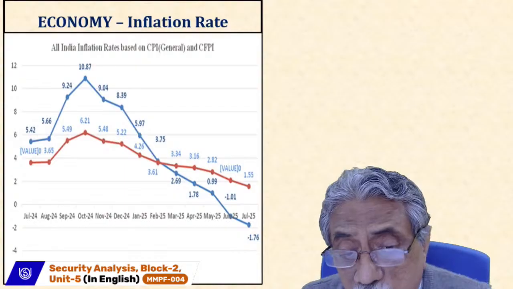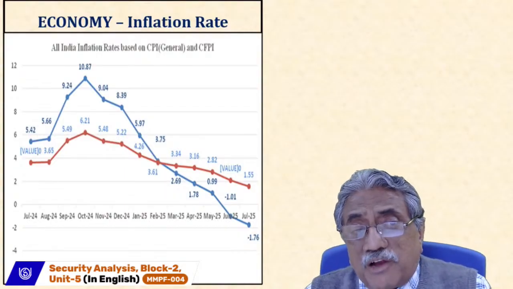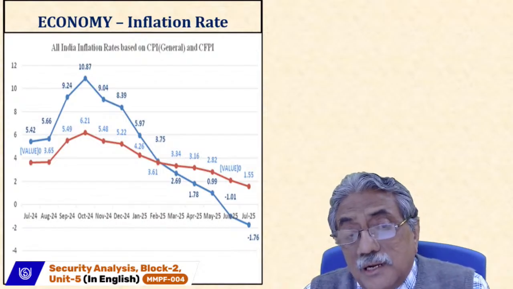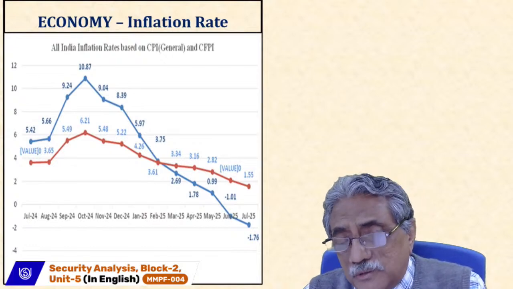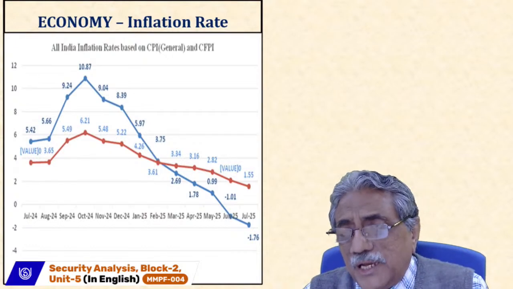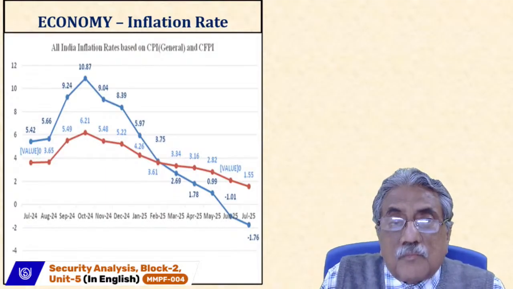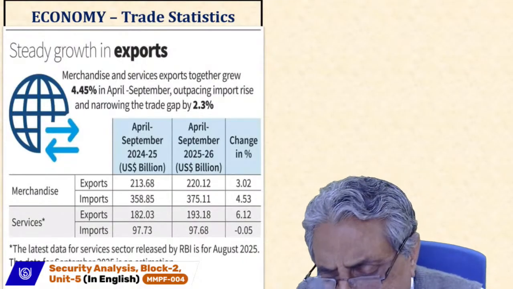Consumer price inflation is low, consumer food price inflation is far lower. So we find that this low inflation will give the demand, and will create buying power in the hands of people. So there can be a growth. This is the trade statistics.